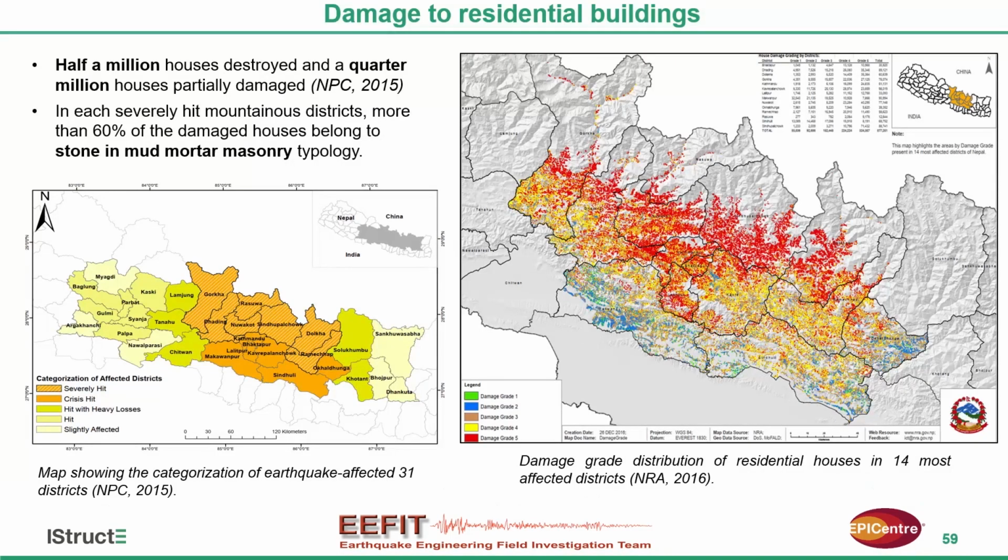So with respect to the damage to residential buildings, about 500,000 houses were completely destroyed, and 250,000 houses were partially damaged. These are severely hit mountainous districts in the north. More than 60% of the damaged houses belong to stone in mud mortar masonry typology. The same thing is shown by these red dots, which represent the damage grade 5, which is concentrated mostly on the north part of the country, where the stone in mud mortar typology was most common.